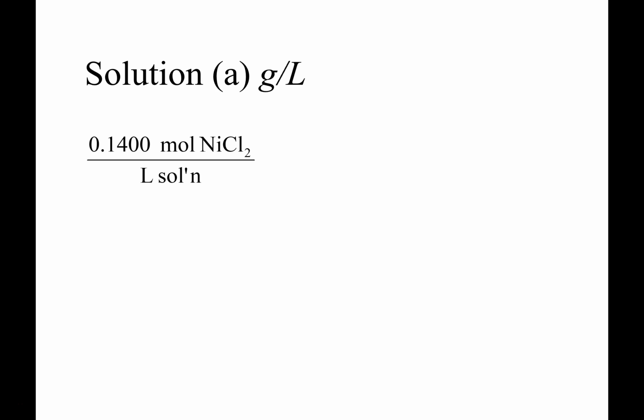I'm going to piggyback. We said it's 0.1400 molar. That means 0.1400 moles of NiCl2 per 1 liter of solution. And if I want grams per liter, I have to introduce, a few slides ago, you had the molar mass of NiCl2 as 129.59 grams per mole. So if I put 129.59 grams of NiCl2 over 1 mole of the NiCl2, the moles of NiCl2 have canceled. I'm left with units of grams per liter, which is exactly where I wanted to go.